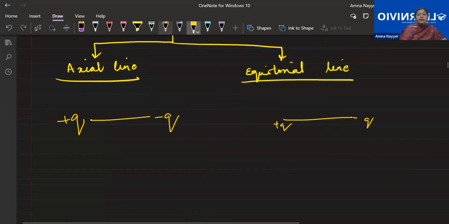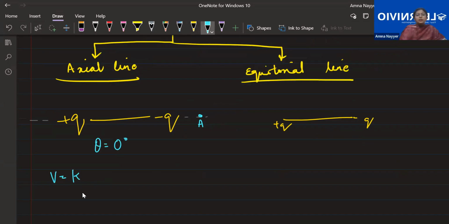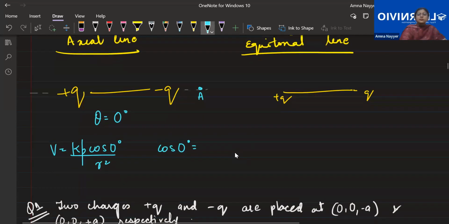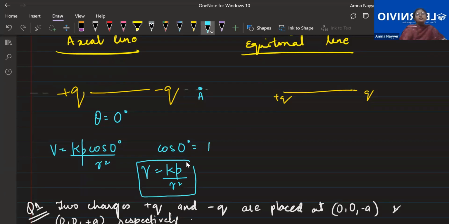Okay. So see here class, we have Kp cos theta by R square. Now for the axial line, look, if I just take a point like this, and here I am calculating, let's say this is my point A. So this will be the axial line between the dipole and this point A. The value of the angle will be 0 degree. So V is equal to Kp cos 0 degree by R square. Class, what is cos 0? Yes, 1. So the formula is Kp by R square. This is due to the axial.